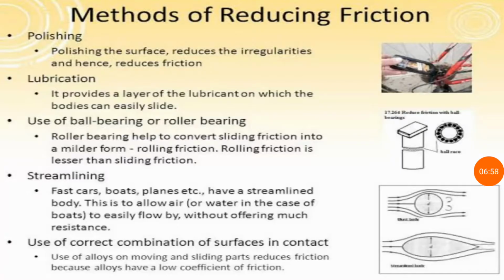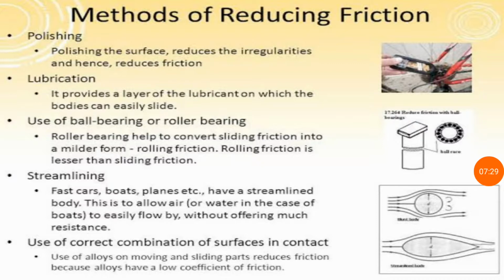Now methods of reducing friction. Some methods of reducing friction are given below: polishing, lubrication, using ball bearings or roller bearings, streamlining, and use of the correct combination of surfaces in contact. If we polish the rough surfaces, they become smooth and friction is reduced. The friction of certain liquids is less than that of solid surfaces. Therefore, oil or grease is applied between the parts of machinery.